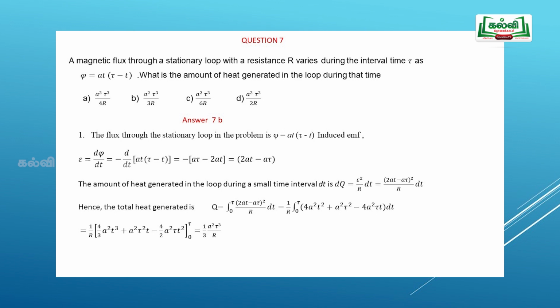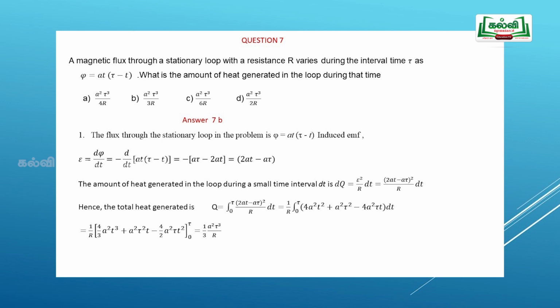The amount of heat generated will be dQ. For a small time interval dt, it is going to be what? V square by R into dt, that is xi square by R into dt. Then finally the total heat generated Q will be integrated between the limits 0 to tau. Now you have to expand this. A minus B the whole square, A square plus B square minus 2AB.